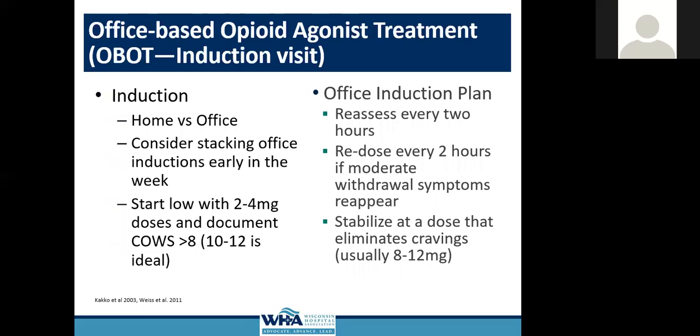Now, in terms of induction, the induction visit, getting it started in clinic, you can actually choose home versus office protocol. Most people I talk to are still doing office protocols. You're basically having the patient sit in the waiting room or in a quiet environment, and they are starting with a low 2 to 4 milligram dose, depending, once they have a documented withdrawal score of greater than 8 or really greater than 10 is ideal. And then you're just checking in on the patient every couple of hours until they get to a place where their cravings are controlled. There are protocols out there to do it at home.